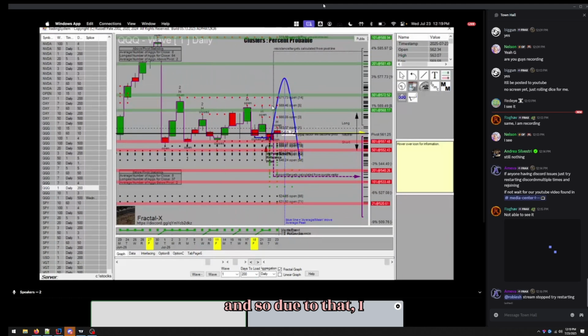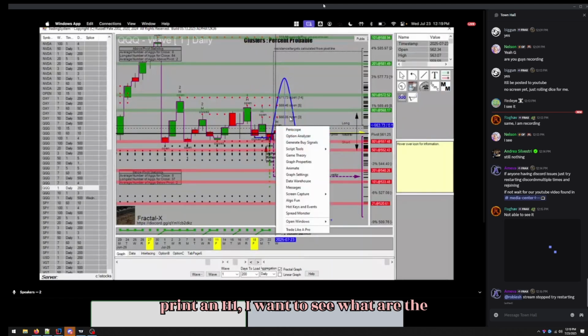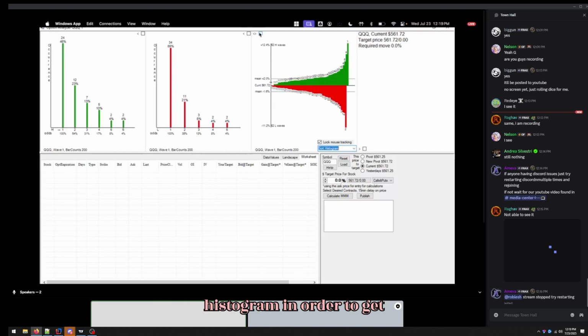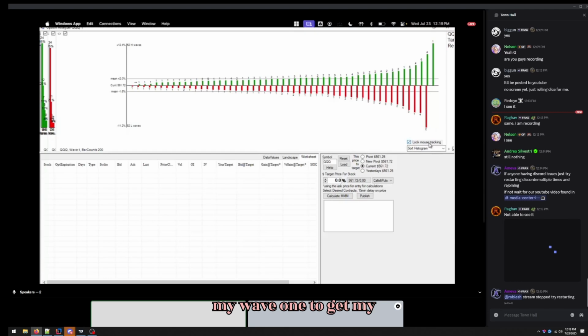And so due to that, I let the context be shaped by what the data is telling me. If we print an H1, I want to see what are the probabilities of an H2 or an L1 after crossing the vector and pivot. So I'll go to option analyzer and I'll start seeing these probabilities on the wave one daily. And then sometimes I even also sort the histogram in order to get my either next H or my next L target. So I kind of just use a little cursor.